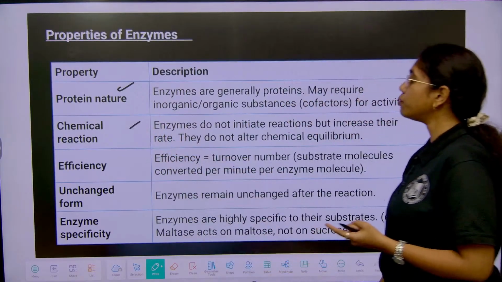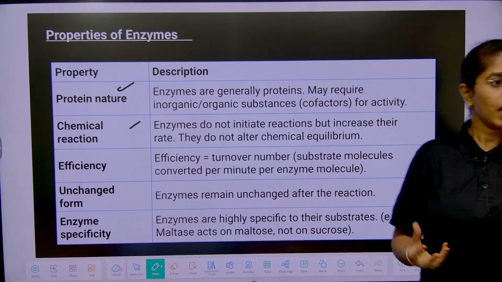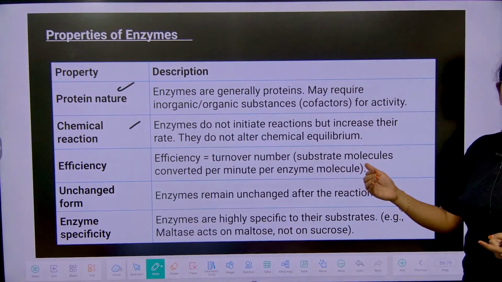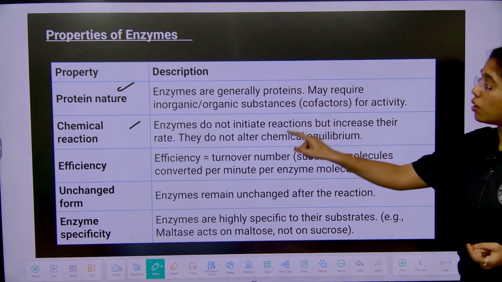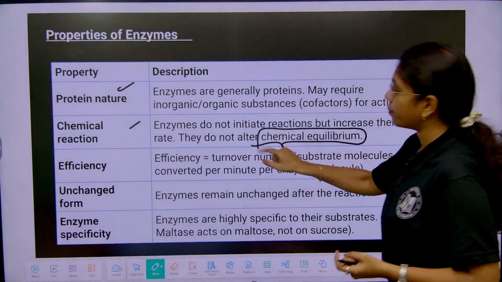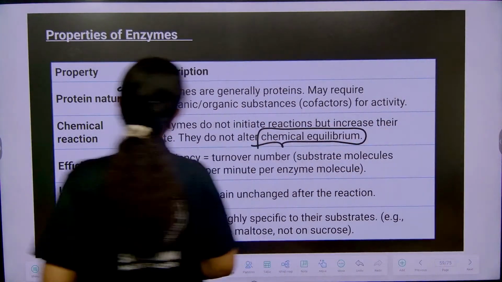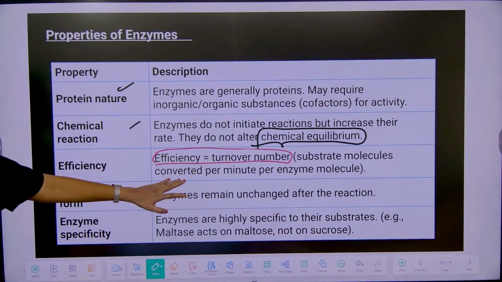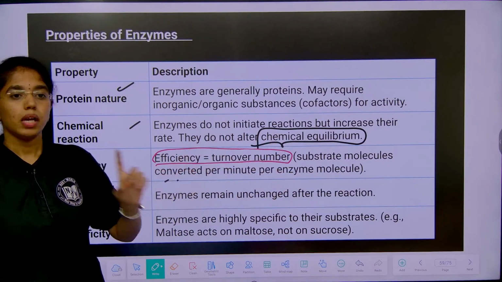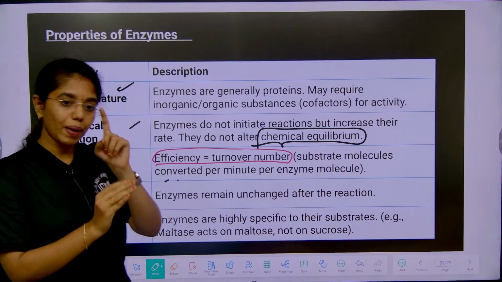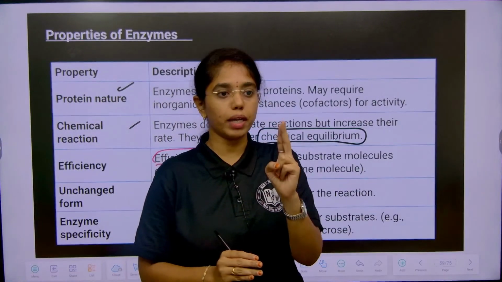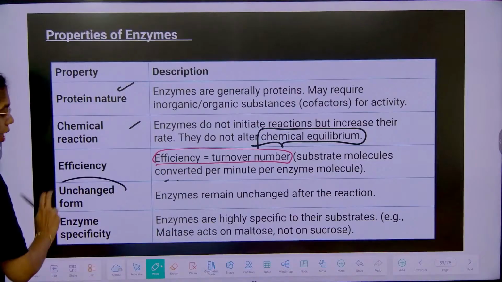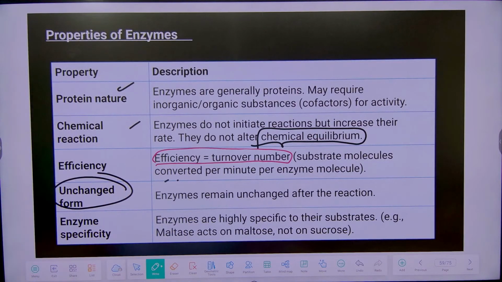Chemical reaction: enzymes do not initiate the chemical reaction. Initiation of the reaction will not happen by enzymes, but catalyzing it is taken care of by the enzymes without changing the chemical equilibrium. Next is efficiency. Efficiency is equal to turnover number. What does it mean? It is the number of substrate molecules converted per minute by an enzyme. How many substrate molecules are converted by a single enzyme in one minute is known as the turnover number. Unchanged form: enzymes remain unchanged after the reaction.